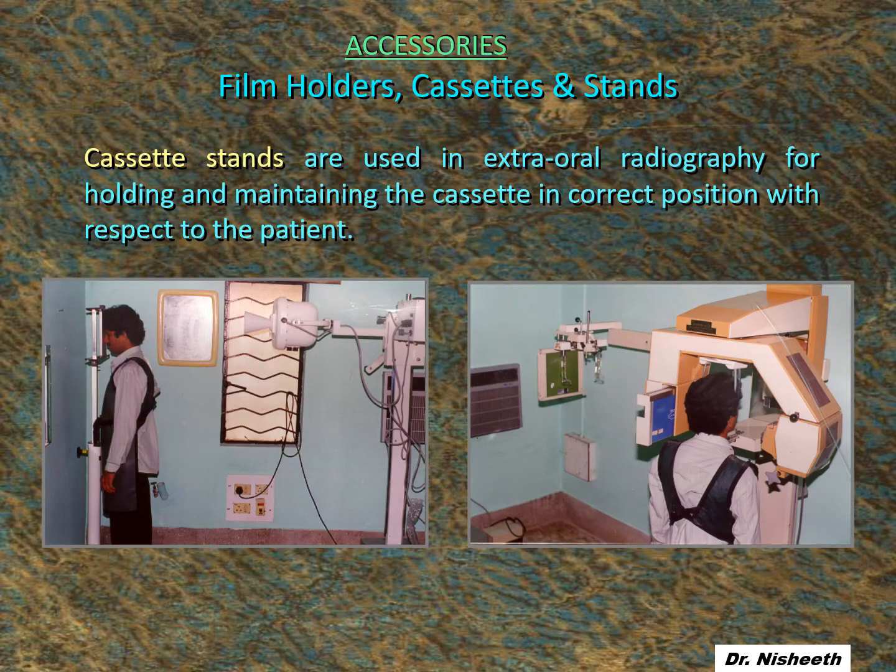Okay. These are the stands. Can you see this stand on which the films are held and the exposures are made? All of you have seen these stands everywhere. They are used in X-ray radiography for holding and maintaining the cassettes in correct position with respect to the patient. This is my PG department where I did my PG, College of Dental Sciences, Davangere. All these machines are still there. This is a very old machine, a 1975 machine. Still it is working excellently after so many years.